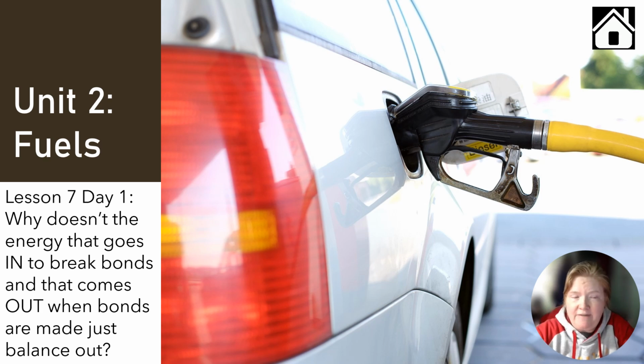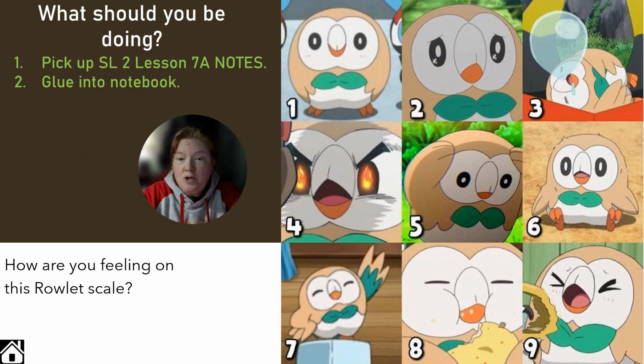It's time to look at lesson 7. Why doesn't the energy that goes in to break bonds and the energy that comes out when bonds are formed just balance out? Okay, so you should have picked up your notes, glue them into your notebook, and let's just see. How are you feeling on this Rowlett scale?